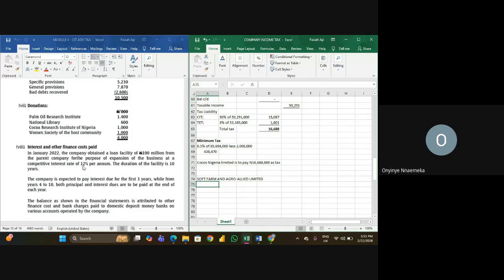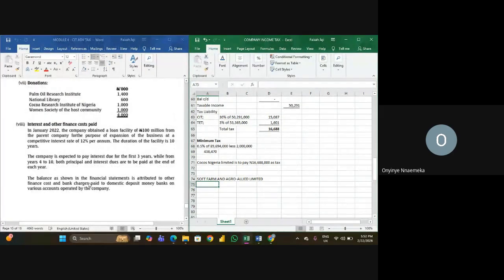In January 2022, the company obtained a loan facility of 100 million from the parent company for the purpose of expansion of the business at a competitive rate of 12% per annum. The duration of the loan is what? 10 years. The company is expected to pay interest due for the first 3 years, while from year 4 to year 10, both principal and interest due are to be paid at the end of each year. The balance as shown in the financial statement is attributed to other finance costs and bank charges paid to domestic deposit money banks on various accounts operated by the company.